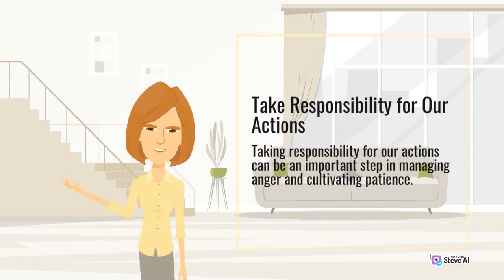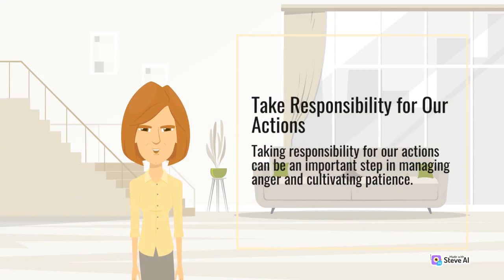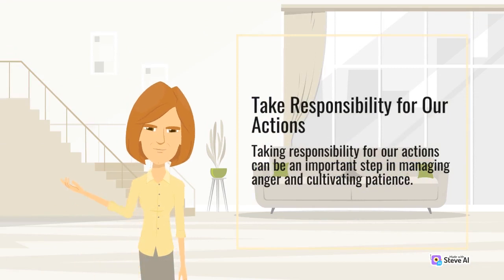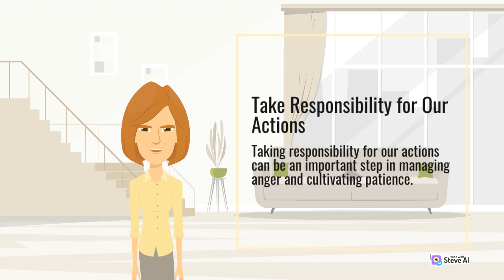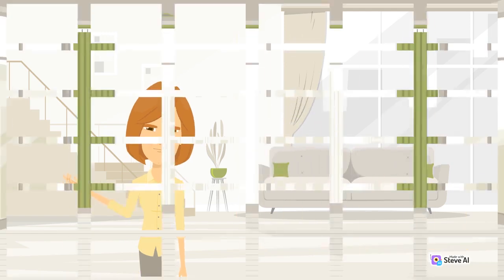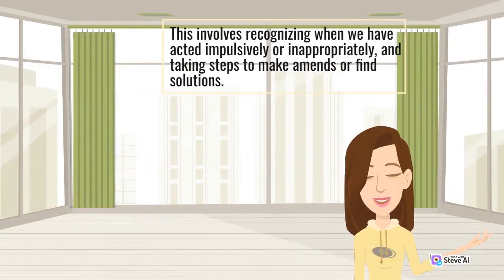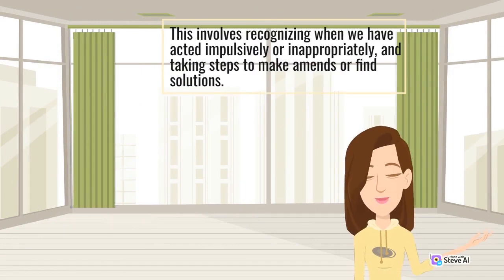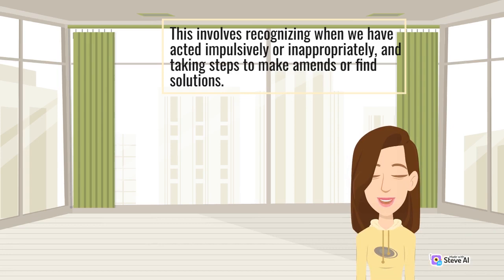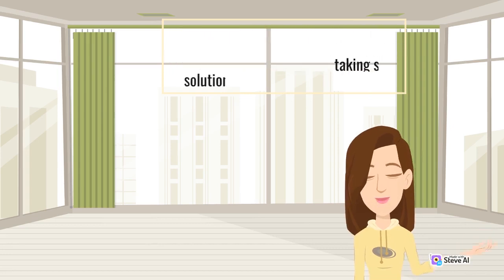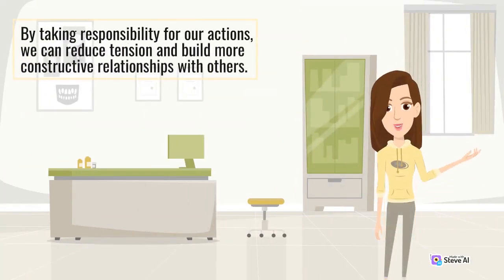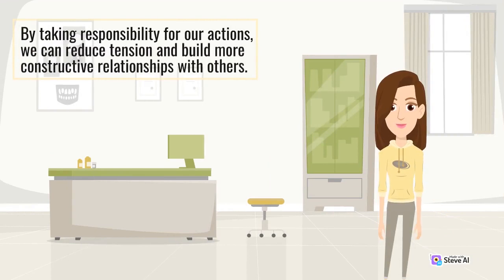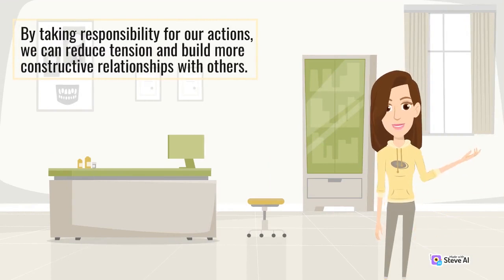Take responsibility for our actions. Taking responsibility for our actions can be an important step in managing anger and cultivating patience. This involves recognizing when we have acted impulsively or inappropriately, and taking steps to make amends or find solutions. By taking responsibility for our actions, we can reduce tension and build more constructive relationships with others.